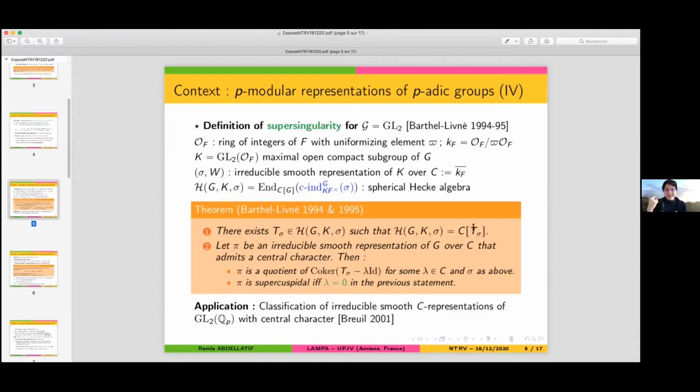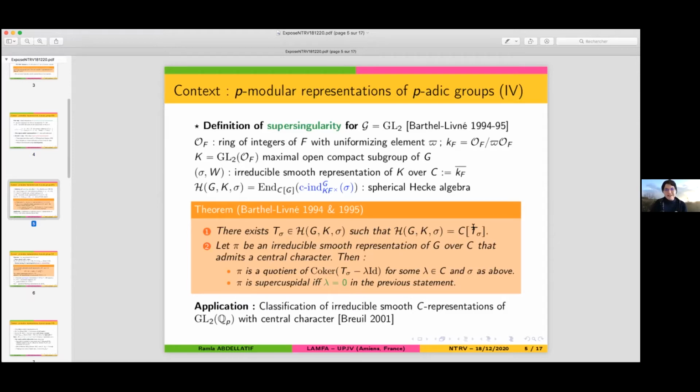And the point is that as it's distinguished, it's normal in K. Then you can prove that the representation sigma will factor through the quotient of K by its pro-p radical. And it's just a finite group. Here it's just GL2 of k_F. So we have a very nice description of sigma. It's really nothing mysterious, okay?